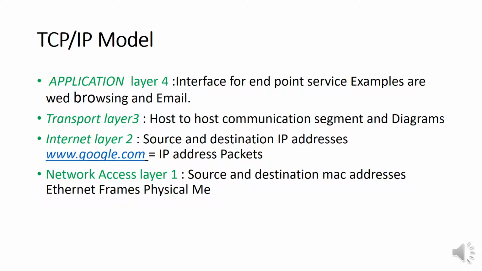As we spoke on our last slide, today we are going to talk about the TCP and IP model. The TCP and IP model has 4 layers. But first we're going to talk about the application layer. The application layer, which is layer 4, is the interface for end-to-end point service. Examples are web browsing and email.